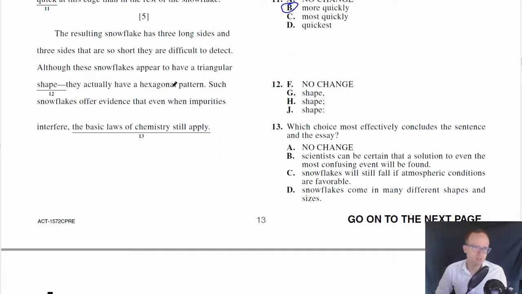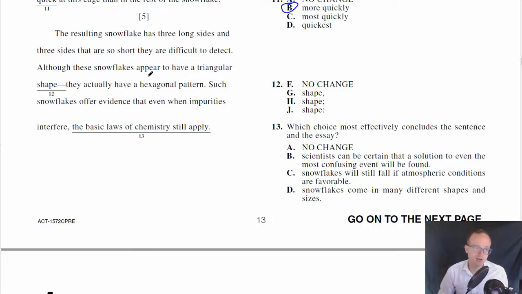The resulting snowflake has 3 long sides and 3 sides that are so short they are difficult to detect. Although these snowflakes appear to have a triangular shape, they actually have a hexagonal pattern. Okay, so the dash we haven't talked about a lot. The dash is used to set up some sort of surprising information at the end of a sentence.